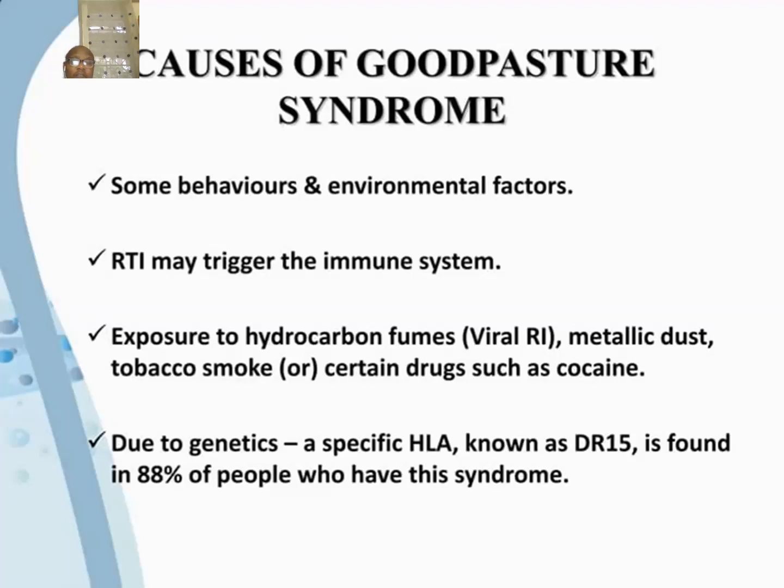People who have a specific human leukocyte antigen, known as DR15, which is found in 88% of people who have this syndrome. So if you suspect Goodpasture syndrome, one way to help diagnose is to test for the human leukocyte antigen DR15 to confirm whether the patient has it in most cases.